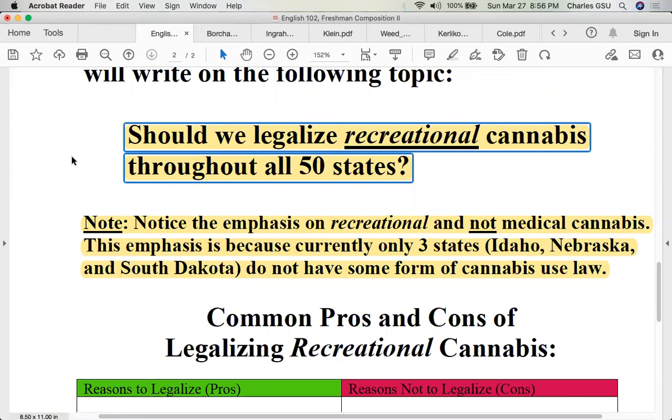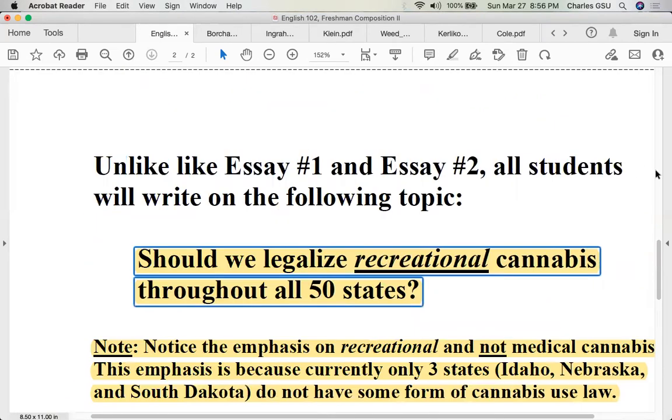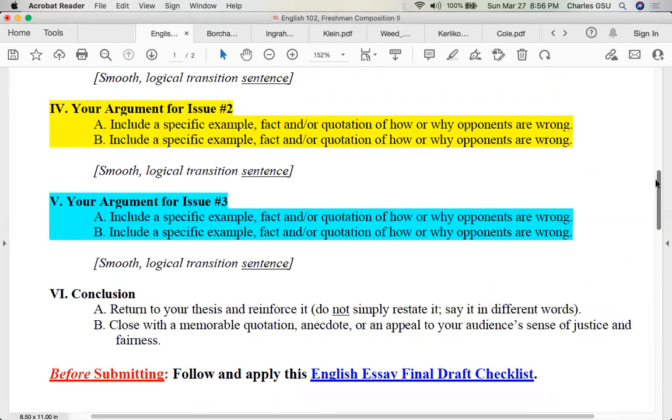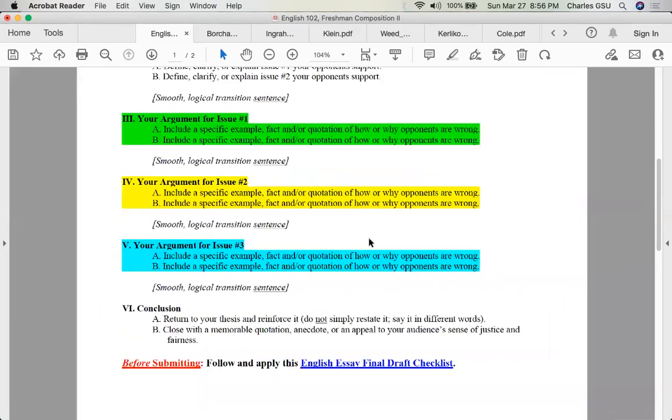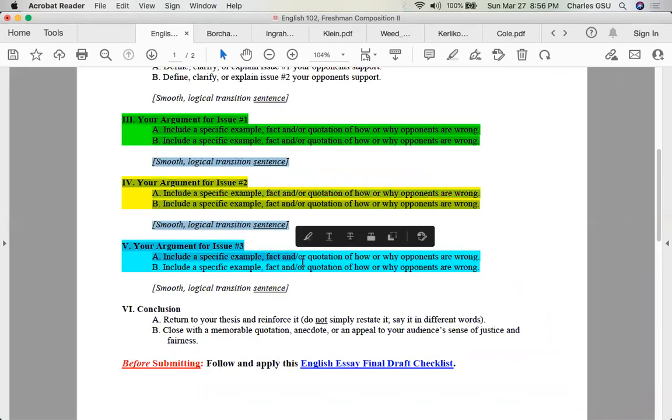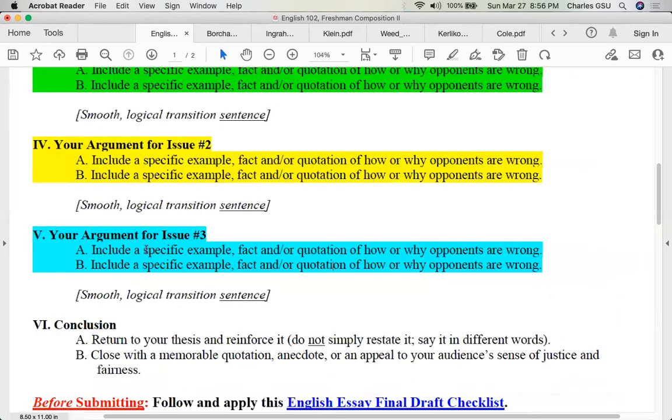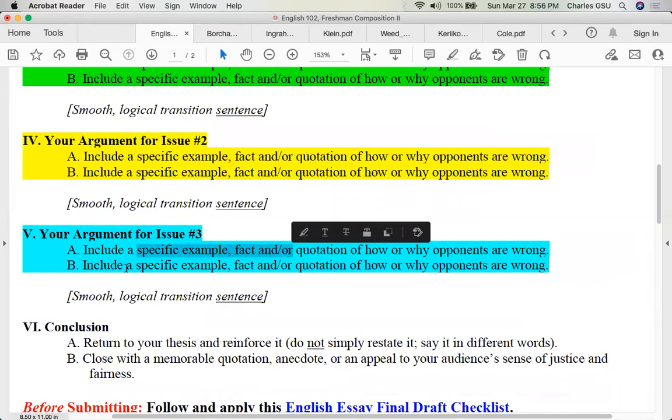And one final thing, remember, you're not arguing if you say, here's some information of why we should not, and here's some information why we should. So you, the reader, decide. That's not arguing. That's just giving a report. Arguing is providing facts and data to convince and compel your audience to agree with you, which is why in these main body paragraphs you include a specific example, fact or quotation, right?